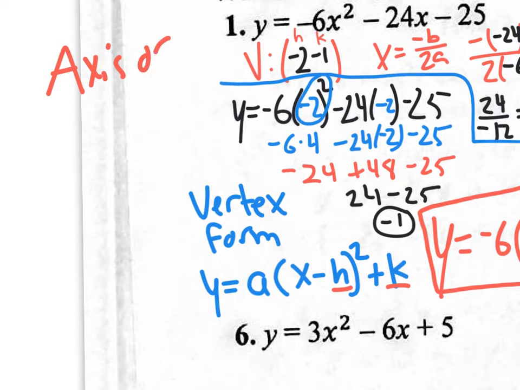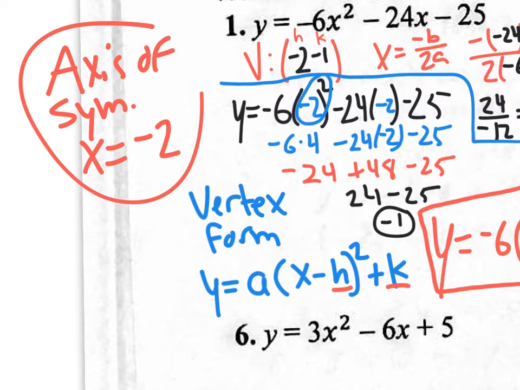Axis of symmetry is really x equals, and it's simply the x value of your vertex. Okay, x value of your vertex. So where did I get this x equals negative 2? Because the vertex has a negative 2 for your x. So the axis of symmetry is x equals negative 2.